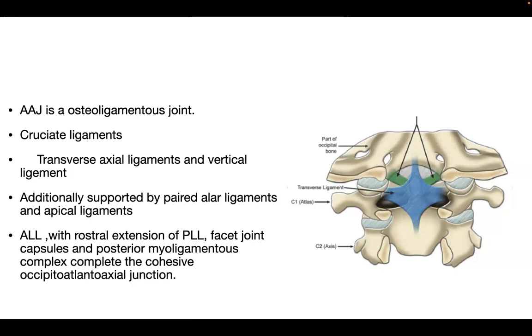The alar ligaments attach the tip of the odontoid to the base of the skull. The anterior longitudinal ligament, with the rostral extension of the posterior longitudinal ligament, along with the facet joint capsules and the posterior myoligamentous complex, completely form the cohesive occipito-atlantoaxial junction.